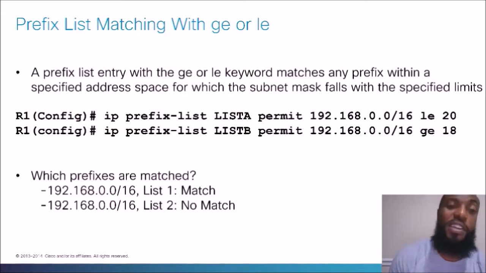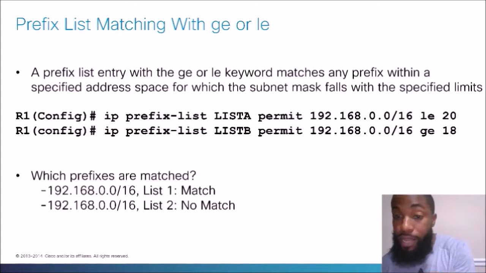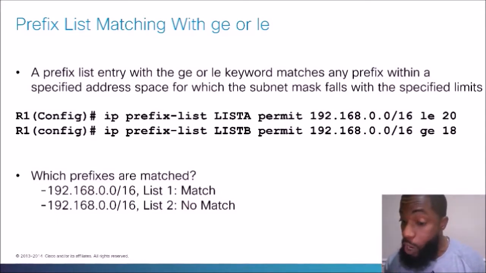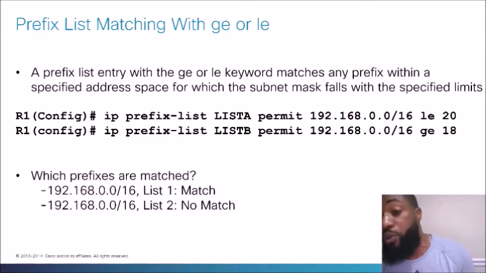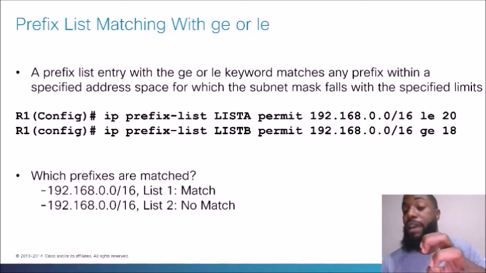So a prefix list entry with the GE or LE keyword matches any prefix within a specified address space for which the subnet mask falls within the specified limit. We've got two examples here. The top one: you go to config mode, ip prefix-list, name the list, list A. Permit what you want to permit, in this case 192.168.0.0/16. And this is the neat part: le 20. So you're allowing the 192.168.0.0 subnet with a /16 subnet mask, or, remember, this is an or operation, less than or equal to /20. So anything between a /16 and /20 subnet mask will be allowed.